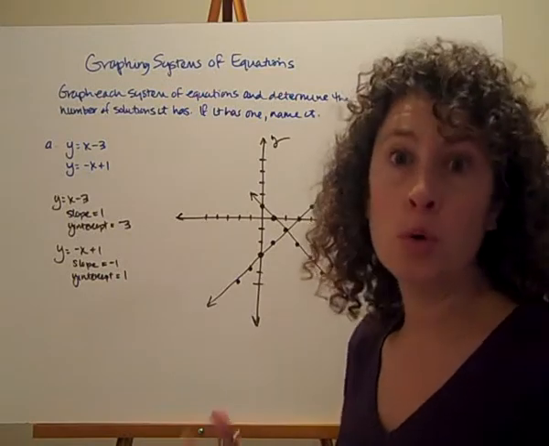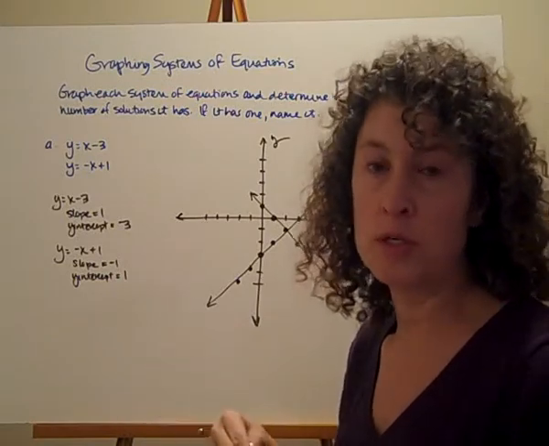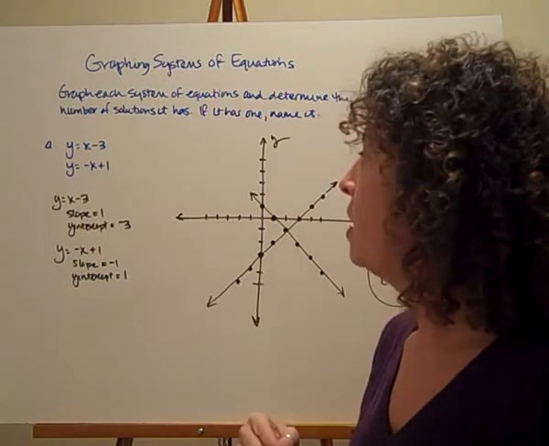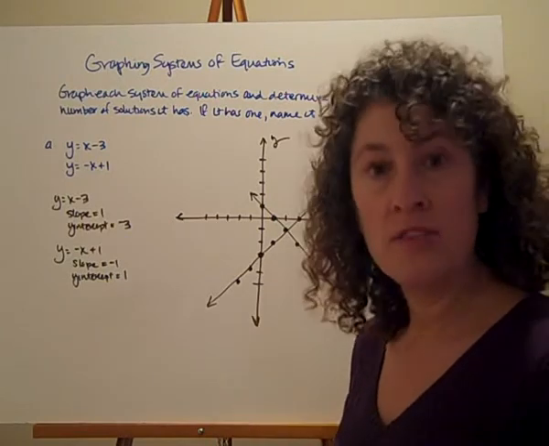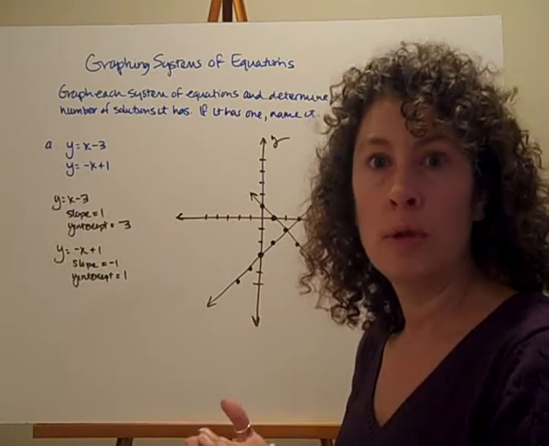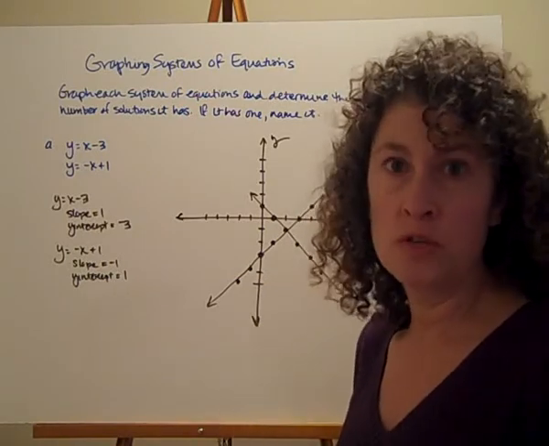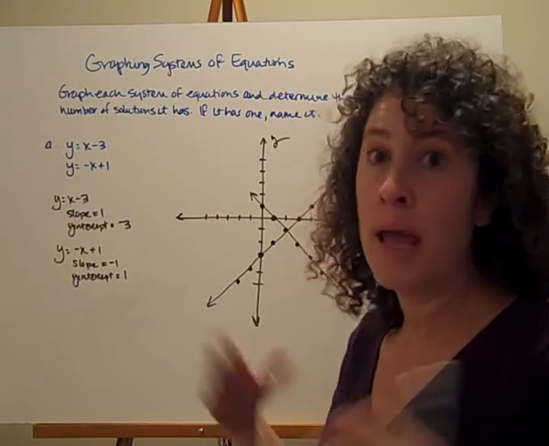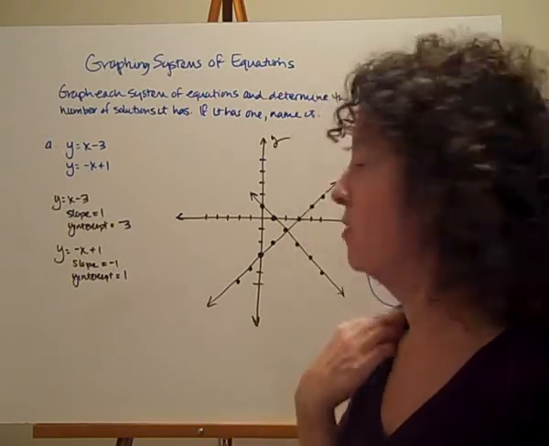They could possibly have no solution if those two lines are parallel to each other. And we could have infinitely many solutions if the two lines are actually the same line, which means that any solution that works in one equation also works for the other. So infinitely many. Not any of them, but there is an infinite amount of them.